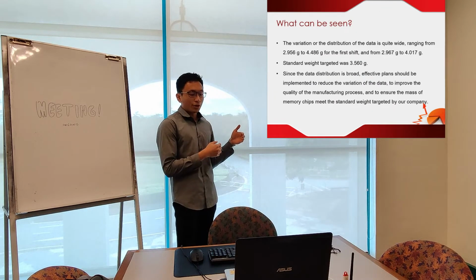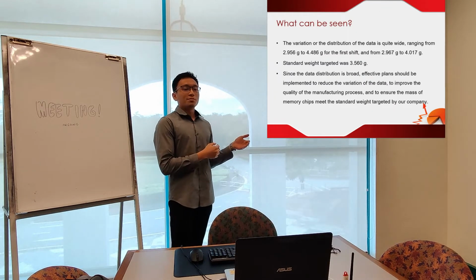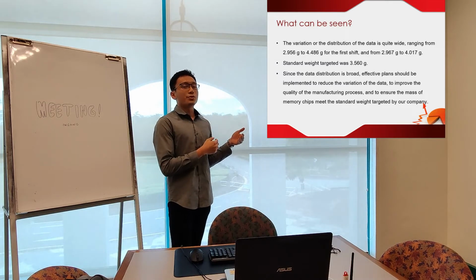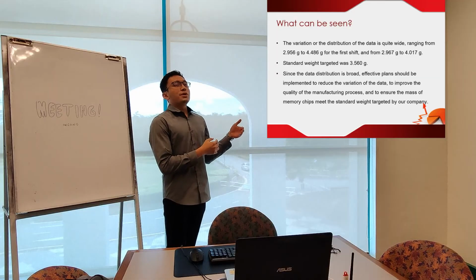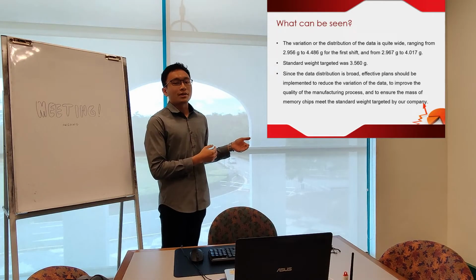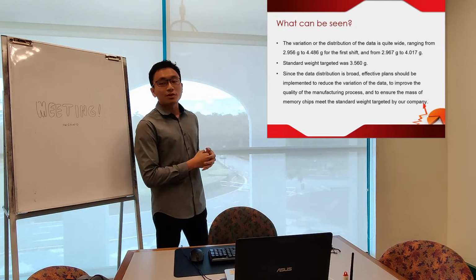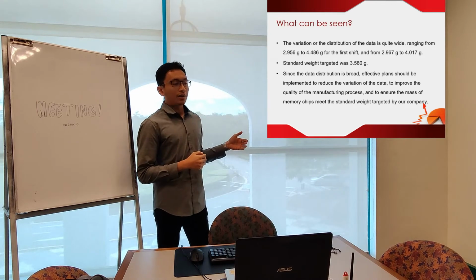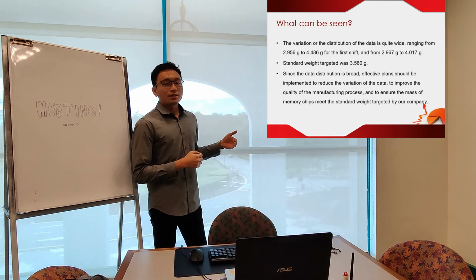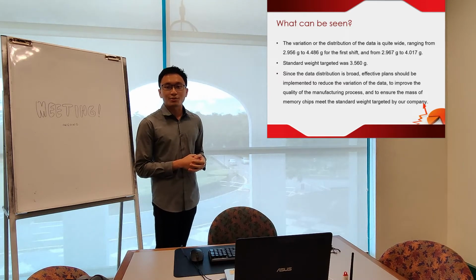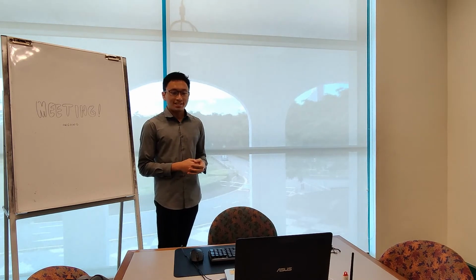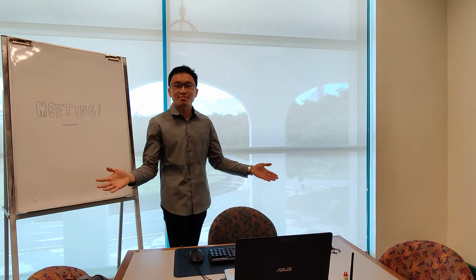So we want to know what the problem is, and we want to improve the quality of the manufacturing process. We have to come up with an effective plan to improve the quality of the manufacturing process, so that we are able to meet the standard weight targeted by our company. So I guess that's all for me. Is there anything to add? I have something to add.